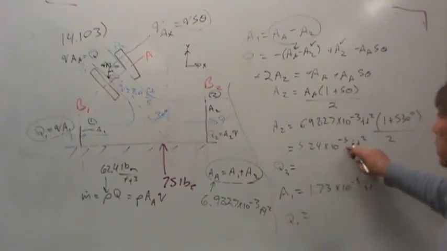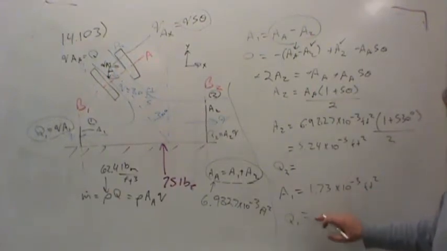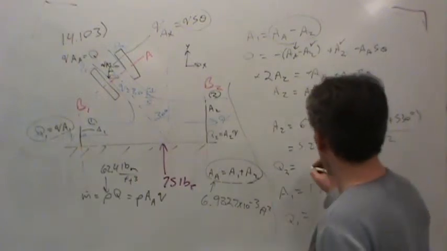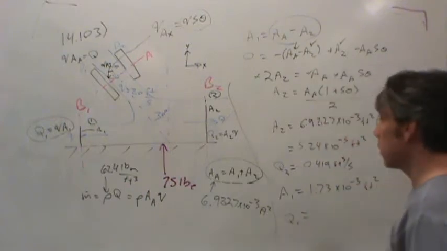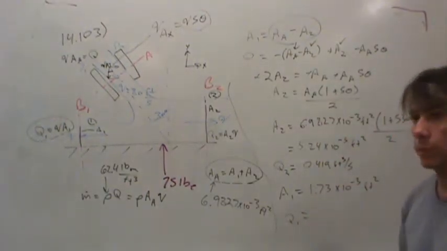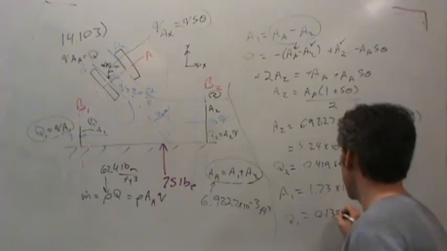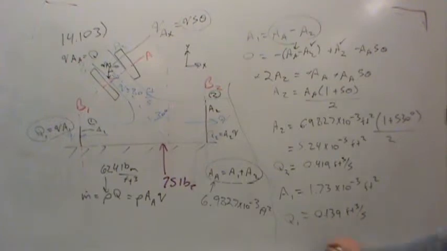So 5.24 times 10 to the negative third times 80. And 1.73 times 10 to the negative third times 80 is how much? For Q2, I got 0.419 cubic feet per second. Okay, thank you. How about Q1? 0.139, thank you. Anybody second those two? Yeah. Pretty straightforward, it's just times 80. So there's Q1 and Q2.